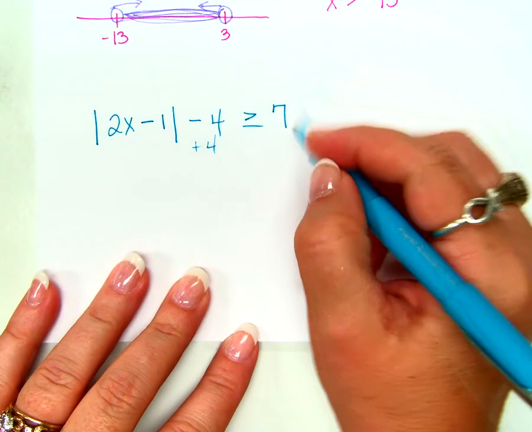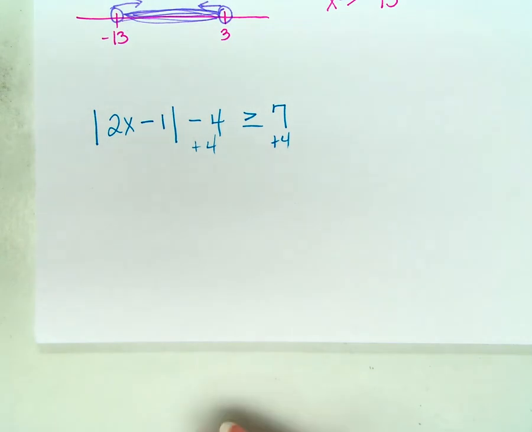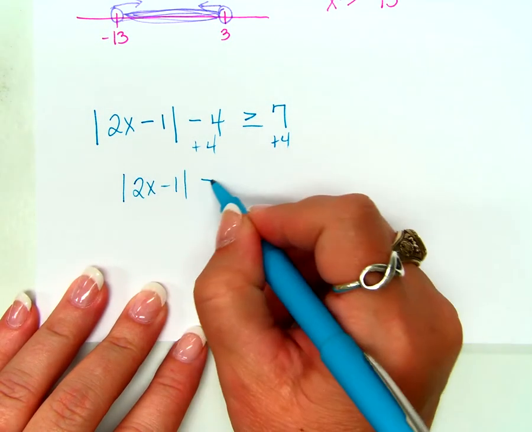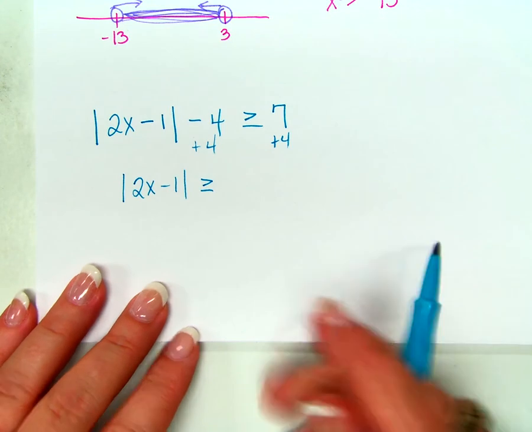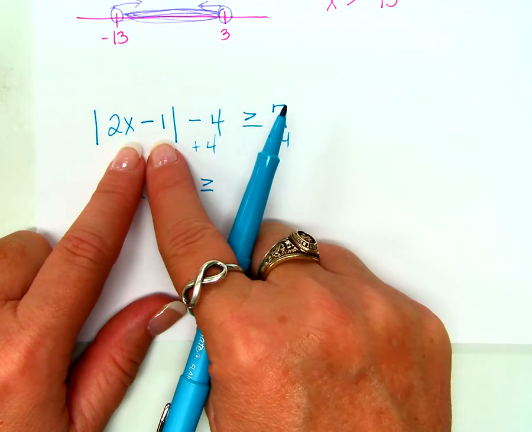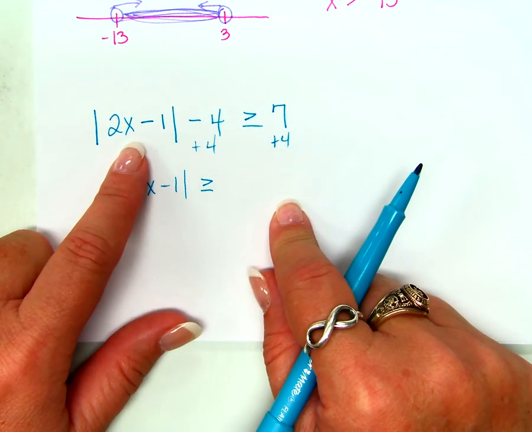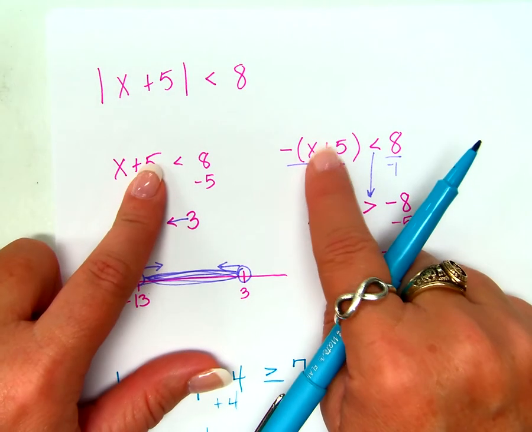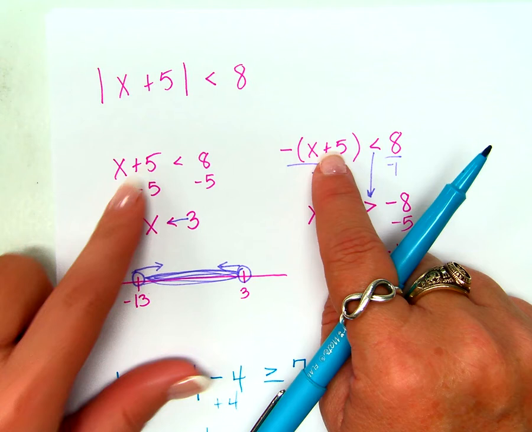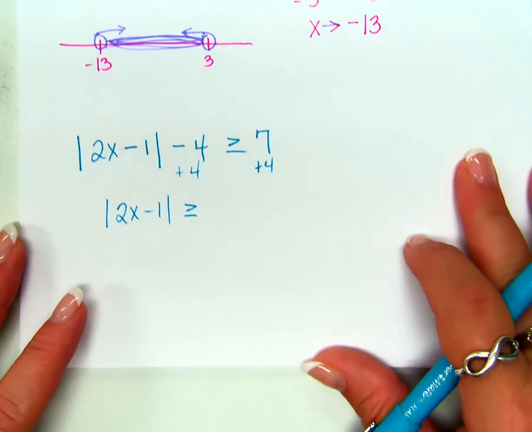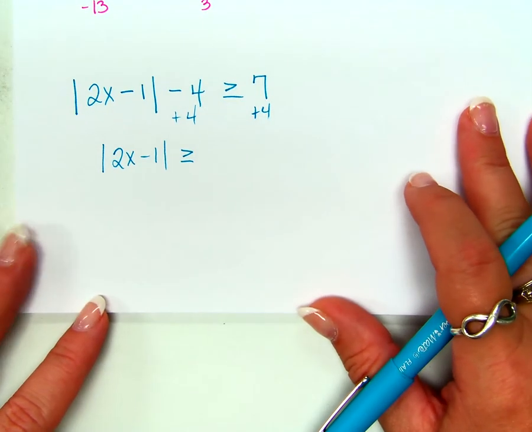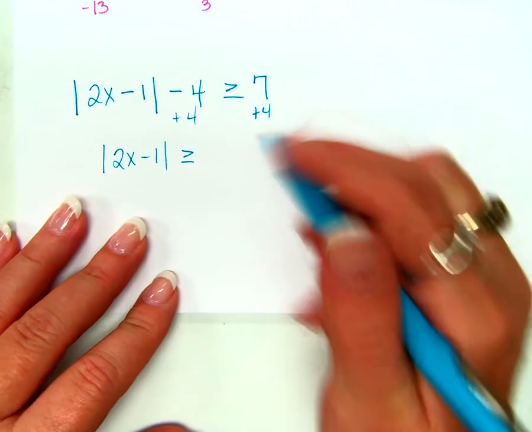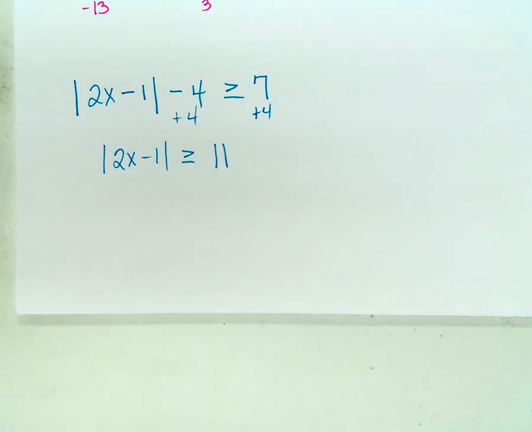Add 4. Absolute value of 2x minus 1 is greater than or equal to... Wait a second, why didn't we just have the positive and the negative right here from the start? That's what we did on the one up here. Yeah, but the absolute value was not isolated, was it? Good job. Okay. So does anyone know what 7 plus 4 is? 11. Oh, excellent.